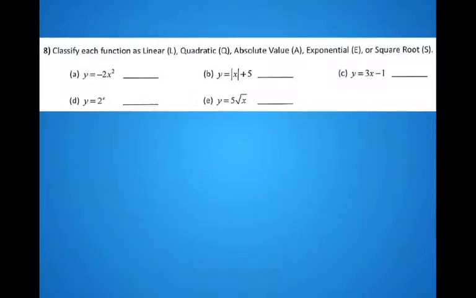Okay, classify each one of these as linear, quadratic, absolute value. So this one's quadratic, and of course this one's absolute value because it has an absolute value bars there. This one's linear. This one is exponential because it has a variable as an exponent. And then this one is square root.